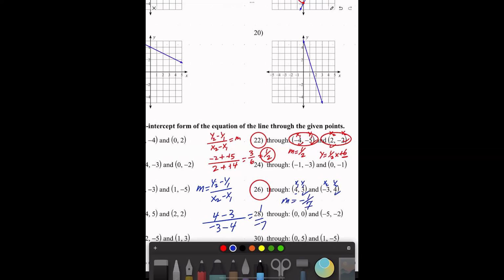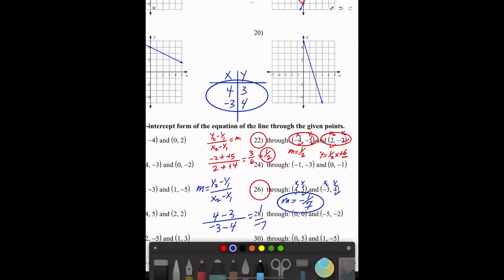Boom. That is it. Now remember, you can also use your calculator to come up with an equation. So we could do this. Looking at number 26, we can make a table. This is 4, 3, and this is a negative 3, 4. And then we can put this into the spreadsheet, get the blue dots, then use menu 461, and it'll come up with the equation.